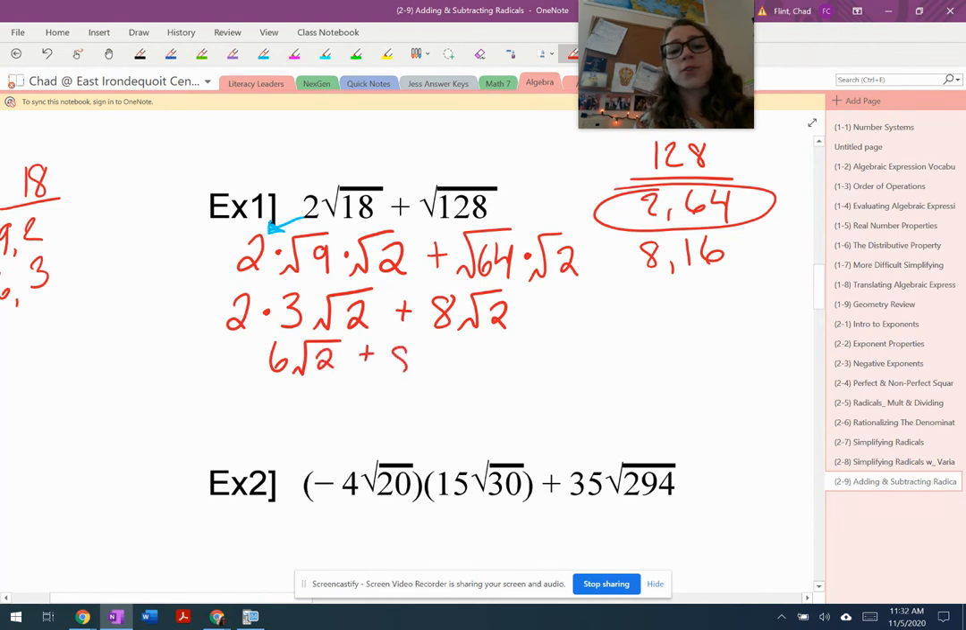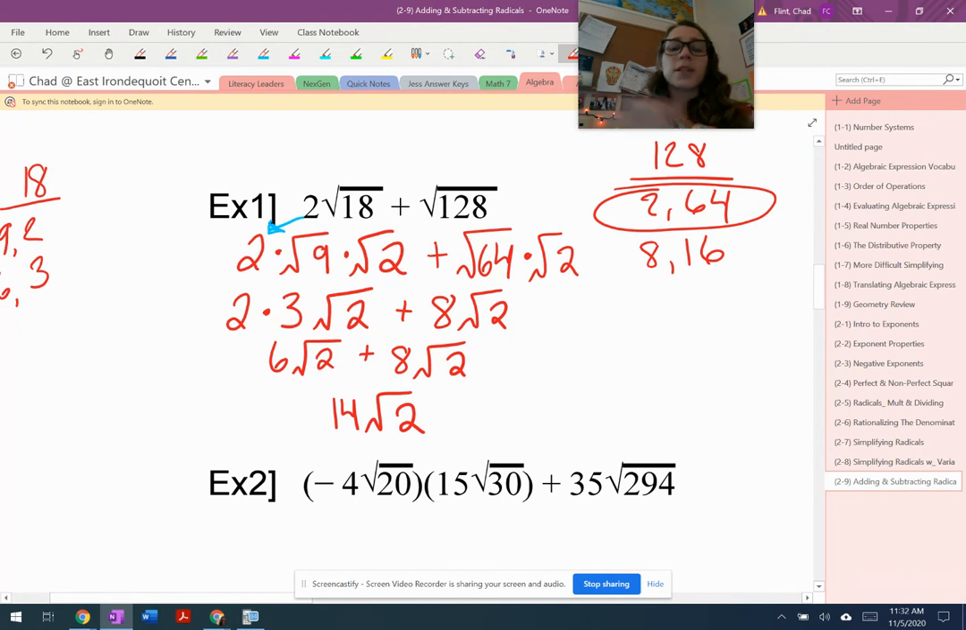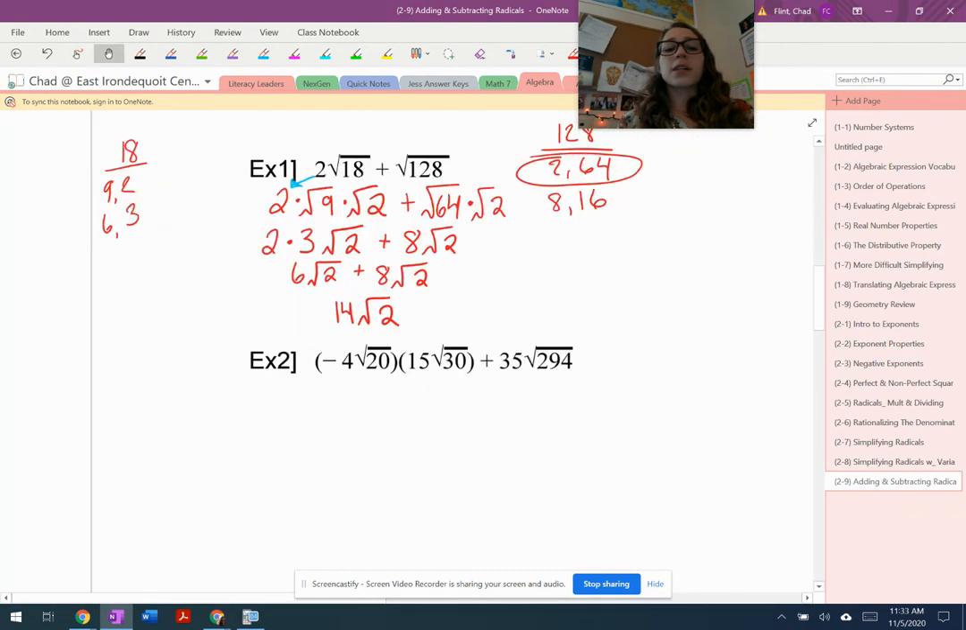6 square roots of 2 plus 8 square roots of 2, and 6 plus 8 is 14 square roots of 2. Just like 6x plus 8x would give me 14x. You're adding square roots of 2 and square roots of 2, you end up with square roots of 2. You're adding apples and apples, they stay apples, kind of thing. We'll take a look at the next example.